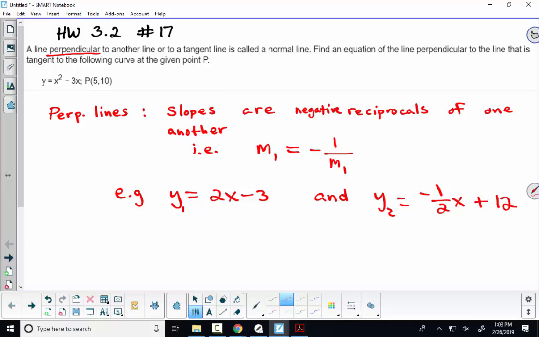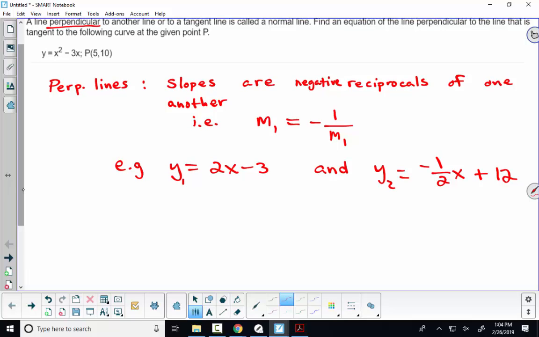So other than that, I think everything we've been doing has sort of lent itself to this problem. So we come up with the equation of the tangent line, which means we find the slope of the tangent line at this point, construct the tangent line at that point, and then use the negative reciprocal as the slope to find the equation of the new line perpendicular to the tangent line. Okay. Does that make sense? Okay, so this is in 3.2.